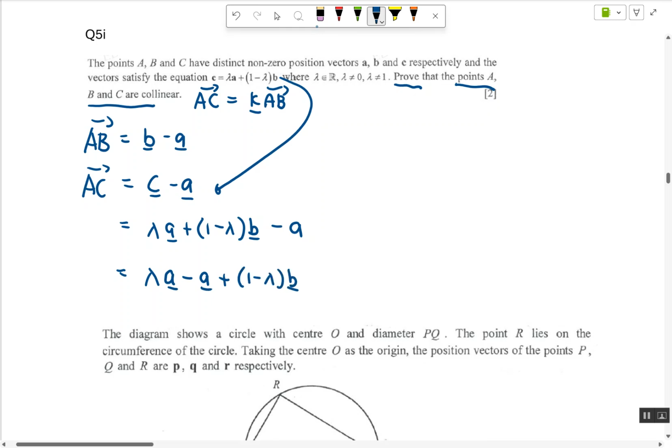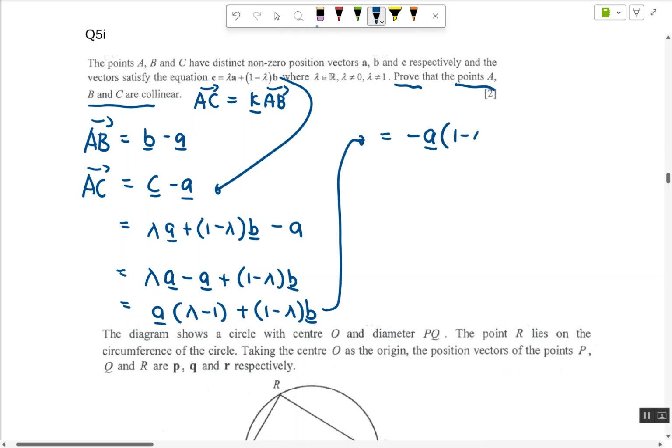This part can understand? Factorize out the A. This is lambda minus 1 plus 1 minus lambda B. But I want it to be AB. So I know that this is going to equal negative A times 1 minus lambda, because I want to switch it to negative A plus B, times 1 minus lambda. Can you see both have 1 minus lambda?